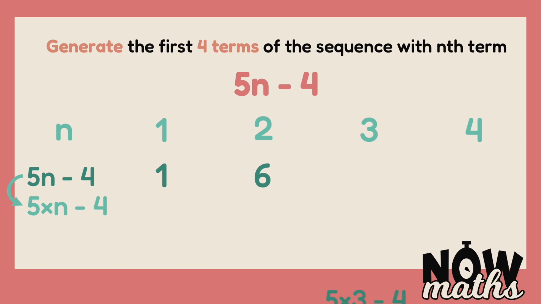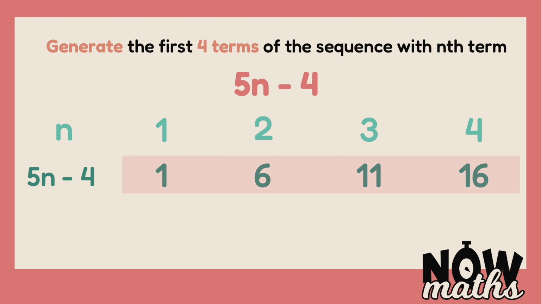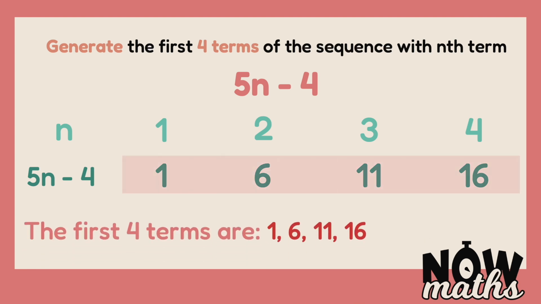When n is 3, we're going to have 5 multiplied by 3, subtract 4. 5 multiplied by 3 is 15, subtract 4 is 11. So the third term is 11. And finally, when we substitute for the fourth term, we're going to have 5 multiplied by 4, subtract 4, and 5 multiplied by 4 is 20, subtract 4 is 16. So the fourth term is 16, and altogether, the first 4 terms of our sequence are 1, 6, 11, and 16.